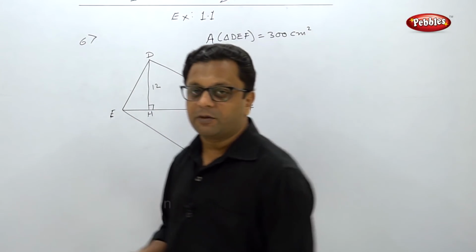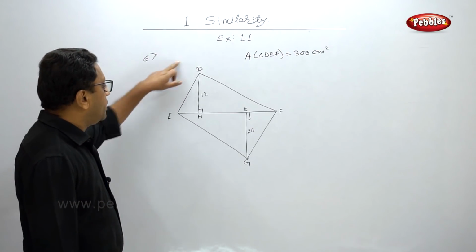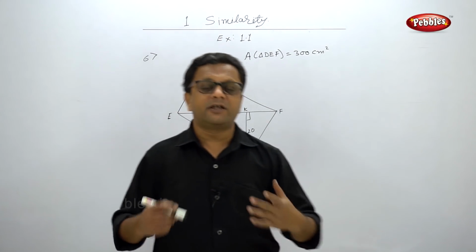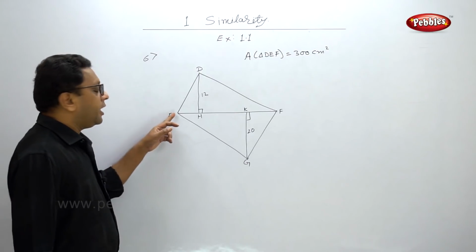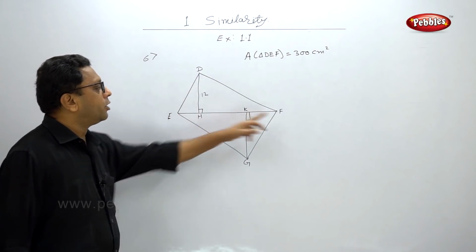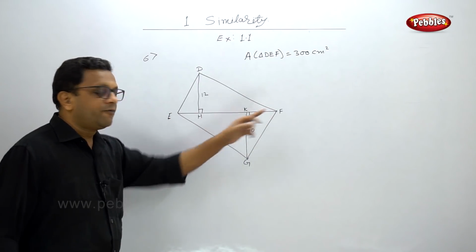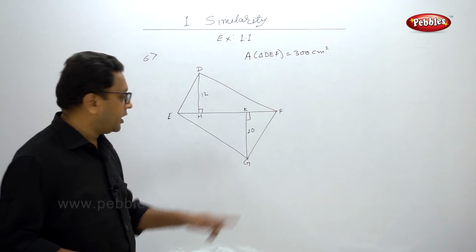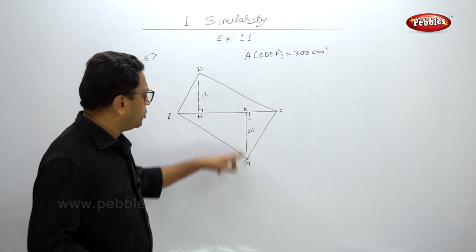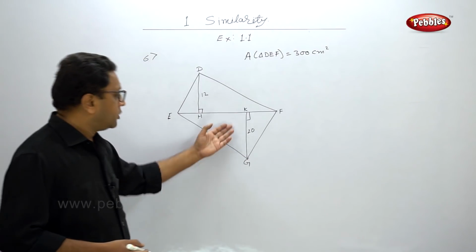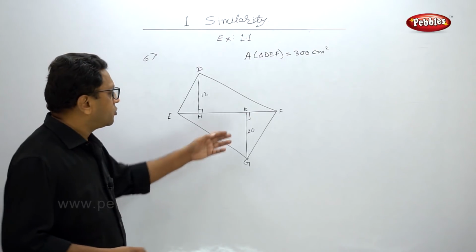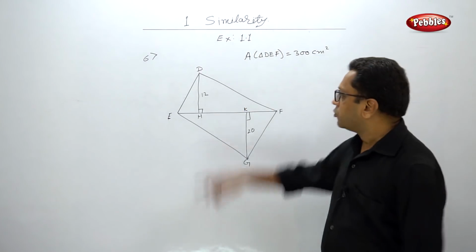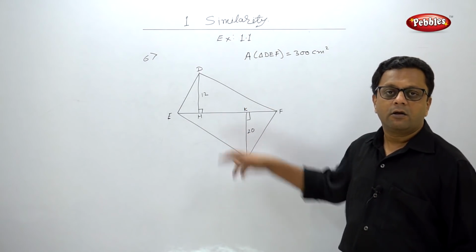This is a very simple example because the area of triangle DEF is given. What is the formula for area of a triangle? Half base into height. In this case, area is known, height is known, you have to find out the base. So EF can be easily found. Once you find EF, then they have asked what is the area of this triangle. You know base, you know height, you can find the area of this lower triangle very easily. And this quadrilateral is nothing but the addition of the areas of both the triangles. So 300 plus whatever the area of this triangle is, you have to add.